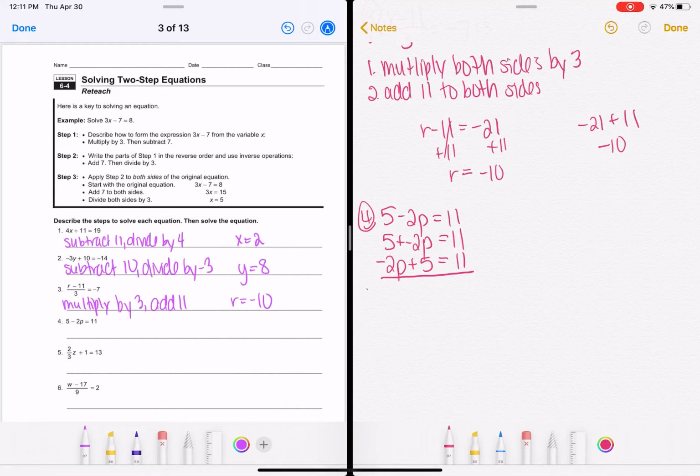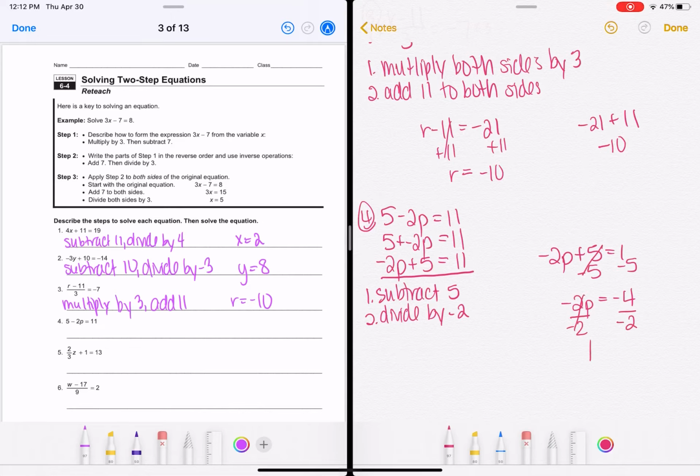So in this case, my step 1 is going to be subtract 5 from both sides, and step 2 would be divide by negative 2. So I'm going to subtract 5. 11 minus 5 is 6. Now I'm going to divide both sides by negative 2. P equals negative 3.